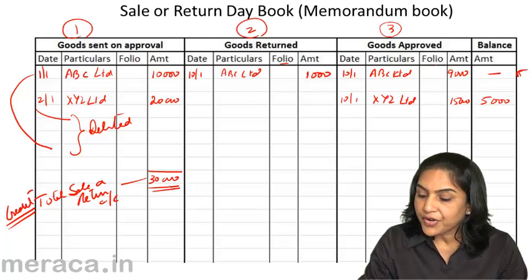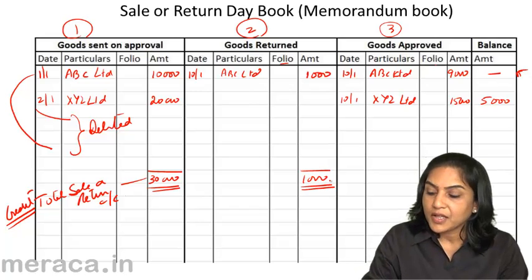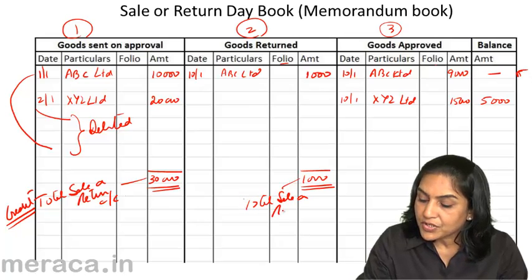As for the goods returned, this is the total. This total of goods returned again goes to the total sale or return account, but now this is debited.